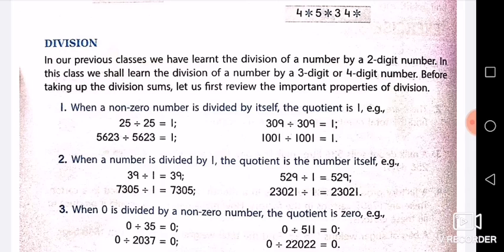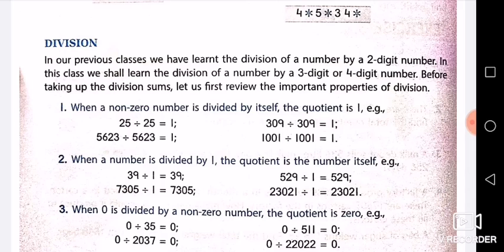Okay. Now the first property of division is, hear the property carefully, when a non-zero number is divided by itself, the quotient is 1. And what is the quotient? The answer which you get after division is called quotient. So, when a non-zero number is divided by itself, for example, if 25 is divided by 25, you will get 1 as a quotient, means 1 as an answer.